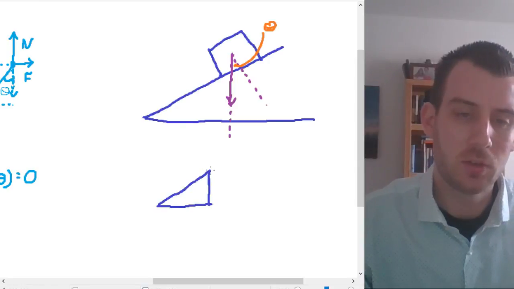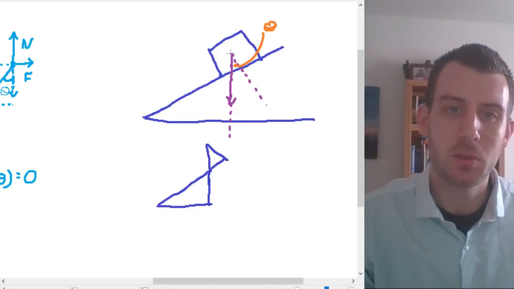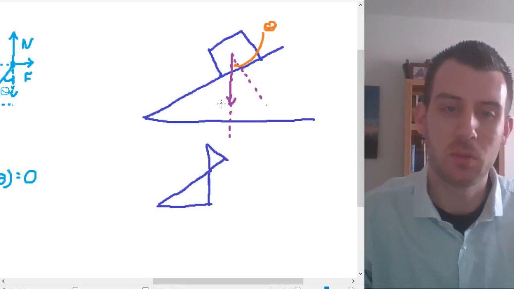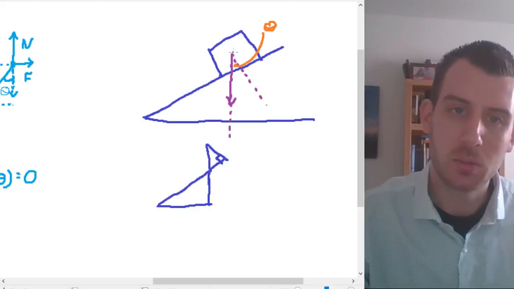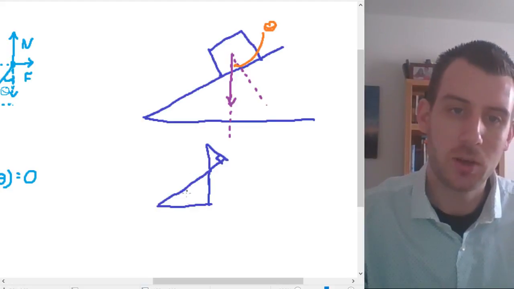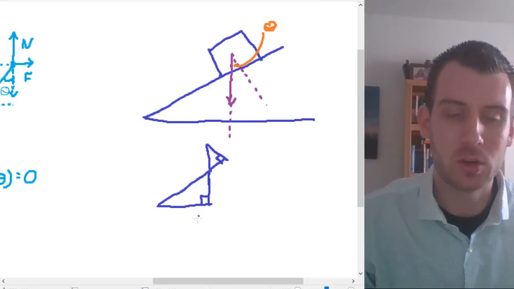Is the same as if I drew that. You see how this shape up inside of the box and the big shape of the ramp at the bottom is just about the same, and this is going to be a 90-degree angle because it's going straight down through the box. This is a 90-degree angle with the ground because the weight goes straight down.